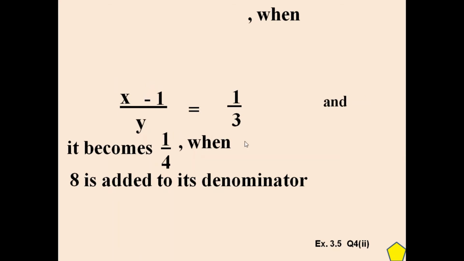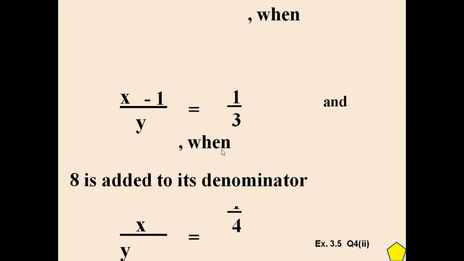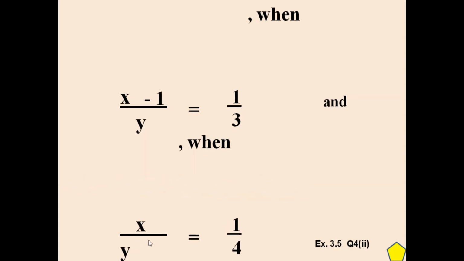The second part of the statement says it. Now the it over here is the fraction. It becomes, means equal to, 1 by 4 comes after equal to. The condition is when 8 is added to the denominator. So only the denominator gets changed. Cross multiply and you have the second equation with you.